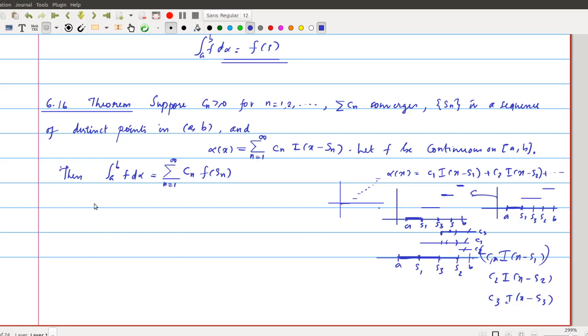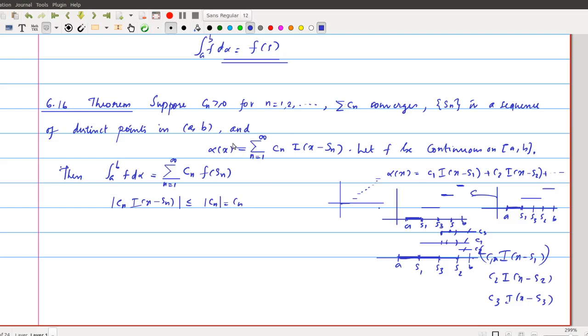Okay, and another thing is, if you consider the series for this alpha of x, then alpha of x is an infinite series. Then using the Weierstrass test, you can get that modulus of Cn times I of x minus Sn is always less than or equal to mod Cn, which is equal to Cn, but we know that sigma Cn is convergent.